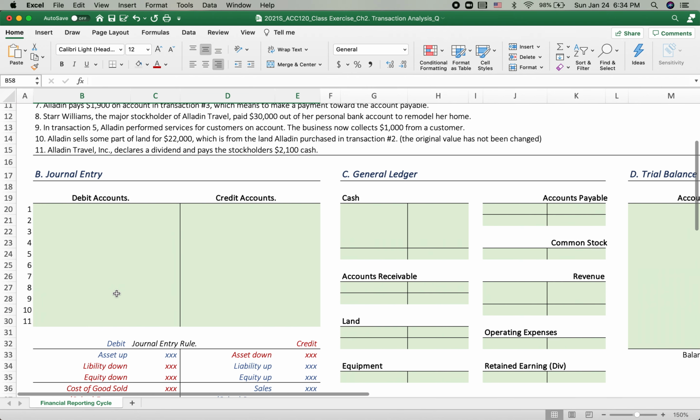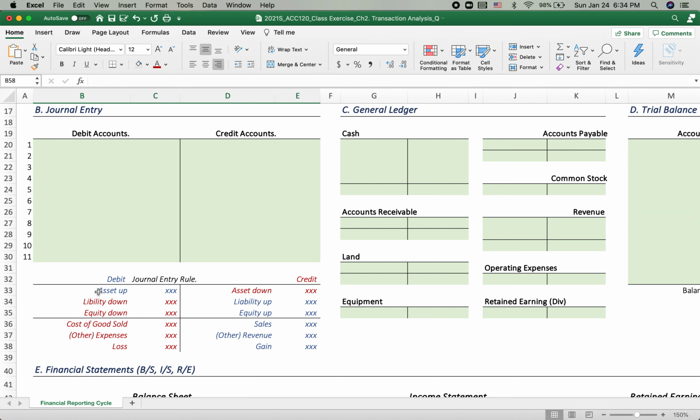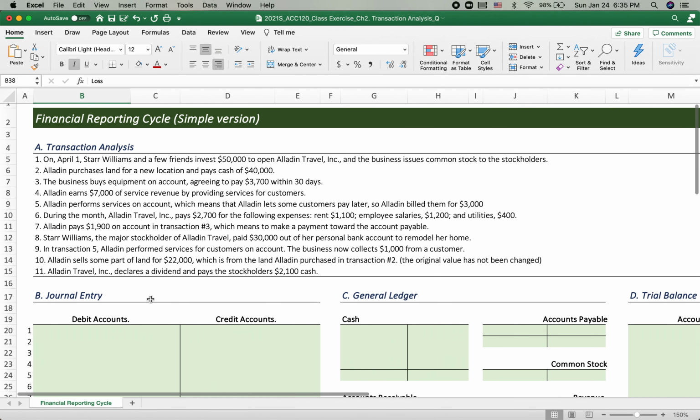Okay, let's start the journal entry using this journal entry rule. When an asset is up, debit the account, and when an asset is down, credit the account. When an account increases related to liability, it goes on the credit side, and liability down on the debit side. In the same way, the equity. Also, we discussed that sales revenue and gain are credit accounts because they are part of the equity. But the cost of goods sold, expenses, and other expenses and losses decrease retained earnings, which is part of the equity. So we record the cost of goods sold, expenses, and losses, which are income statement accounts, on the debit side. Okay. So let's start. First, the journal entry.